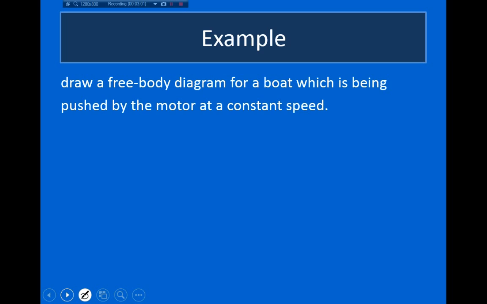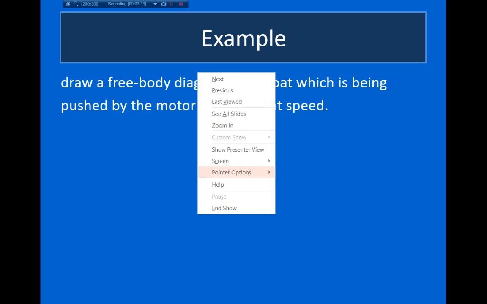So I want to look at a simple example. This example asks us to draw a free body diagram for a boat that is being pushed by a motor at a constant speed. So remember that when we draw a free body diagram, actually let me open up a white screen here. When you draw a free body diagram, the first thing you do is you draw a picture of the object. So let me draw a boat. Okay, so here's my boat. And then the next thing we do is we draw arrows to represent the forces being exerted on this boat.